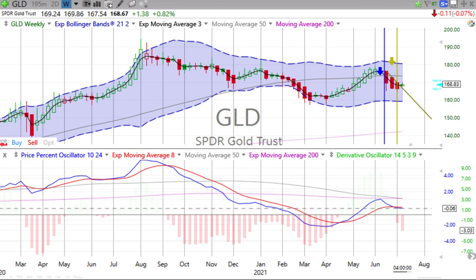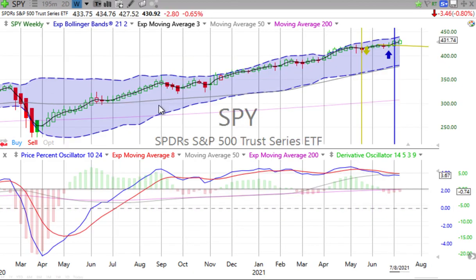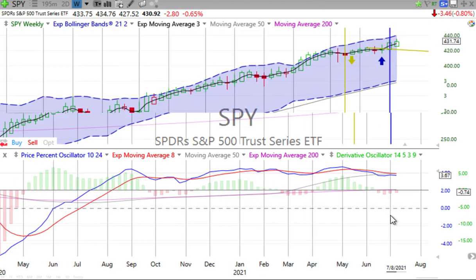Very, very important. Let's jump into these charts. We see the S&P 500, the NASDAQ 100 down, bonds up, gold and Bitcoin down. Let's jump and see first with the S&P on the weekly chart, down 0.80%.